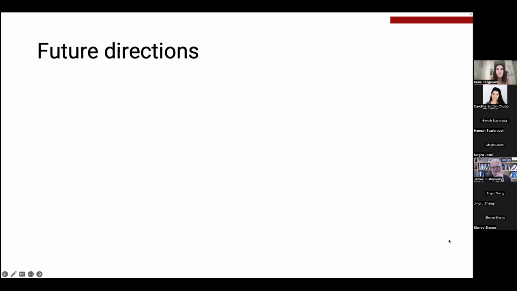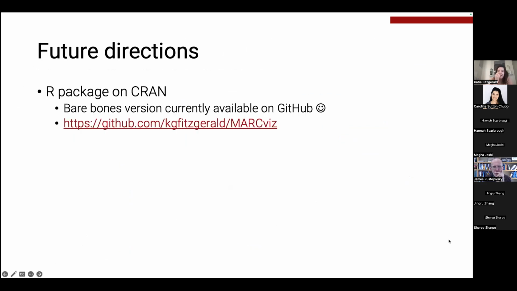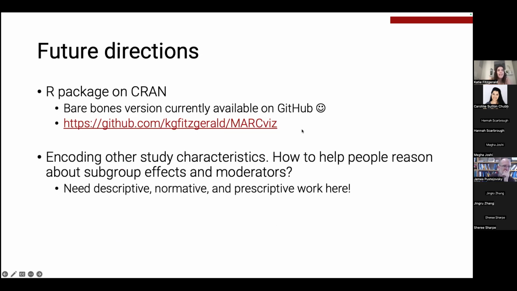And so what are some future directions? We do plan to have an R package on CRAN eventually. We do have a bare bones version available on GitHub, so that's new. The link is provided here. The package is called MARCViz, M-A-R-C. It is under construction, but you're welcome to use it and give us feedback about what features you would like to see added.